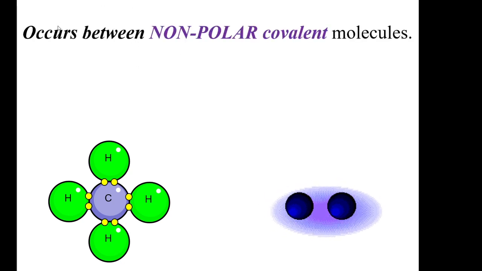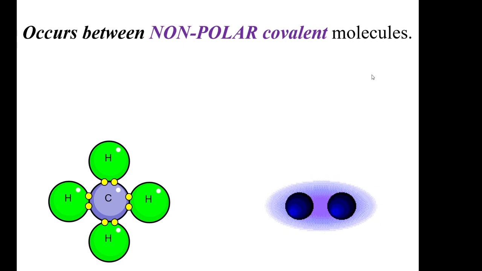This is the weakest type of intermolecular force that we have. I'm not sure why it's called London dispersion force, to be honest, but essentially this is between nonpolar covalent molecules. You have to remember that these intermolecular forces between all these particles, all different types, really it's just a positive and a negative charge that is attracting to each other. It's electrostatic.